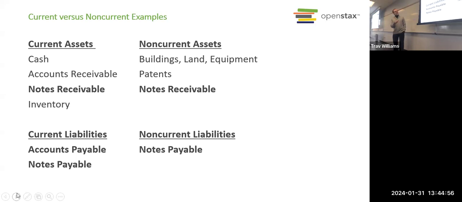Now, here's a new term, notes receivable. A note in accounting is a loan. So if an account receivable means that somebody owes us money because they purchased something and they haven't paid us, what do you think a note receivable is?